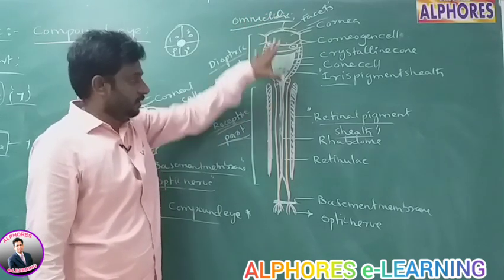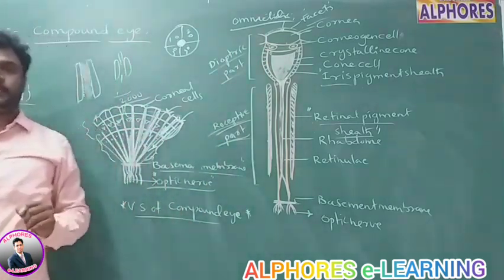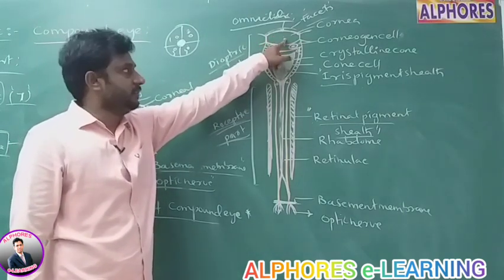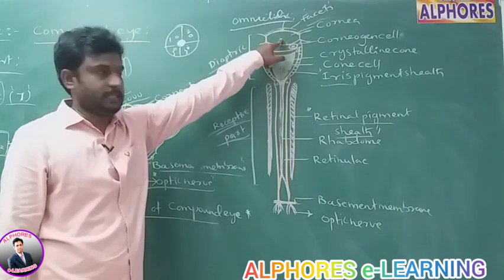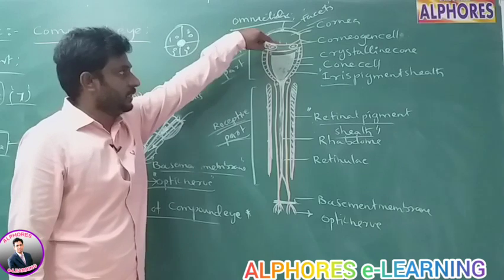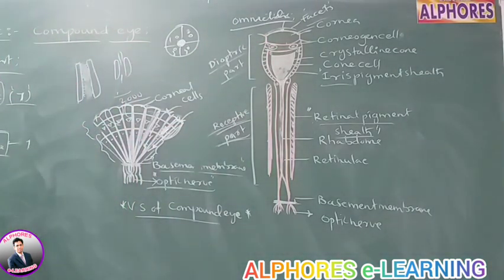How many ommatidia are present? 2000. Each ommatidium starts with the cornea, which is covered with a facet. The cornea is transparent just like glass, which allows the light and focuses the light. Below the cornea there are corneagen cells. One pair of corneagen cells is present.